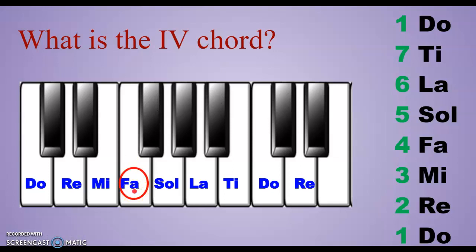Then I go every other, so I skip So, and the second note of my triad is La. Then I skip again, and the last note of my 4 chord is a high Do. So the 3 notes in the 4 chord are Fa, La, and Do.